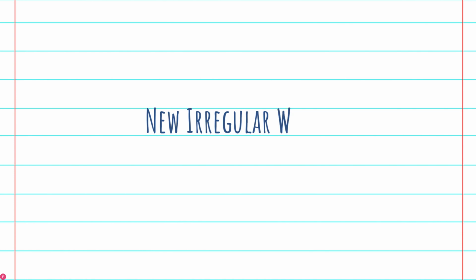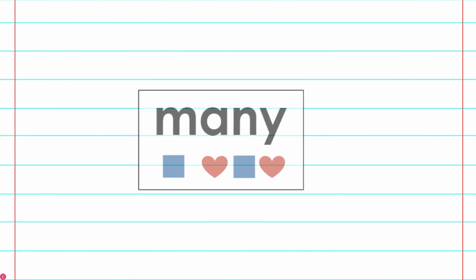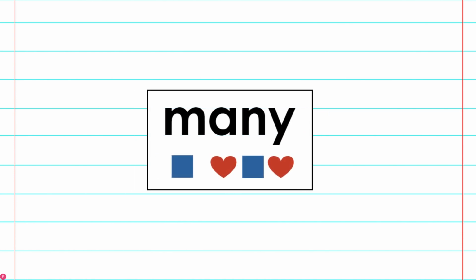There were two new irregular words taught in this lesson. The word many has four sounds: m, e, n, e. The m sound is spelled with m. That's regular. The e sound is spelled with a. That's a tricky part. N is spelled with n. That's regular. E is spelled with y. That's a temporarily irregular part because students will later learn that the sound E can be spelled with the letter Y.